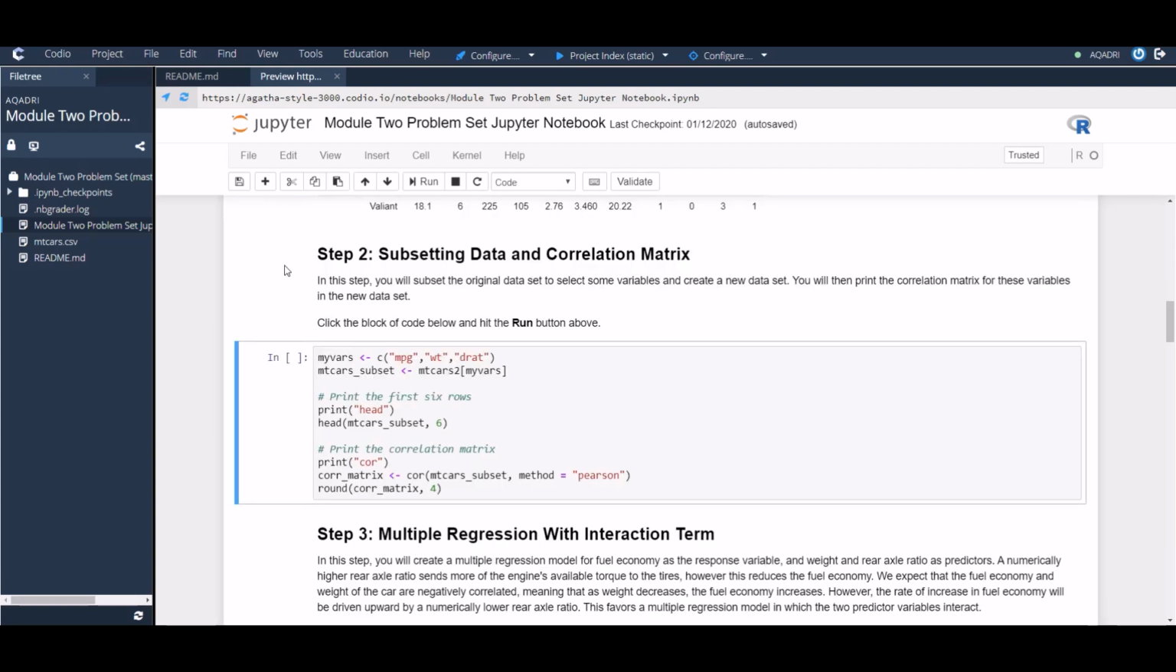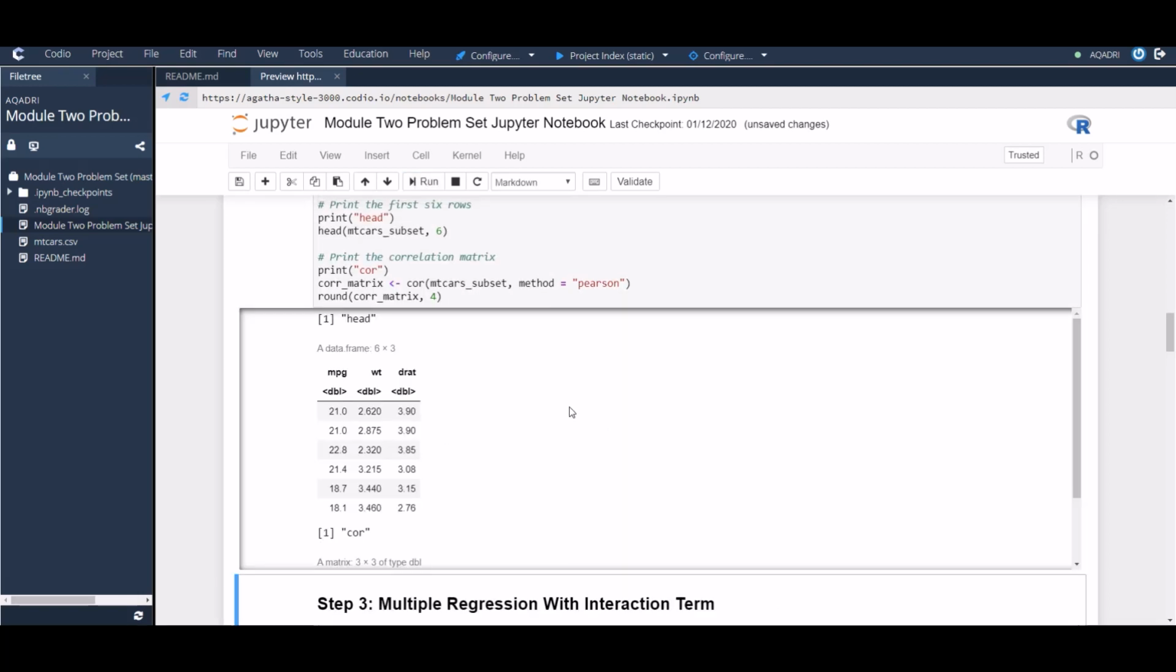In step 2, we will be subsetting the data and creating the correlation matrix, just like we did last week, for the variables that we will be working with. And these variables include miles per gallon, again, that will be the response variable, and the predictors weight and rear axle ratio. So let's run this code block and see what we get.